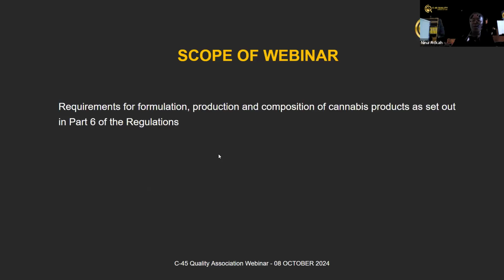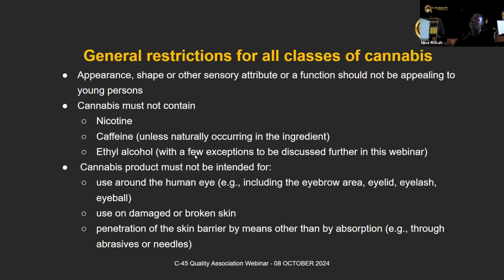Our scope for today is we are going to talk about the requirements when it comes to formulation, production, and composition of cannabis products. We are focusing mostly on Part 6 of the Cannabis Regulations. So the general restrictions: we all know Health Canada has a lot of restrictions when it comes to promotions and appeal of cannabis products to young people. In this case, we don't expect any cannabis product to have an appearance, shape, or any other sensory characteristic, attribute, or function that may appeal to young people. Cannabis in general also must not contain nicotine, or caffeine, unless the caffeine is naturally occurring in the ingredients, at a maximum level. We'll talk about that later in this webinar. And also, cannabis must not contain ethyl alcohol, with a few exceptions that we'll also discuss along the line.